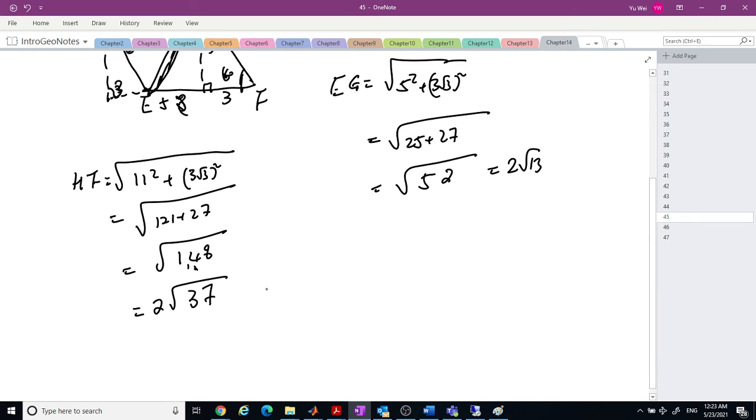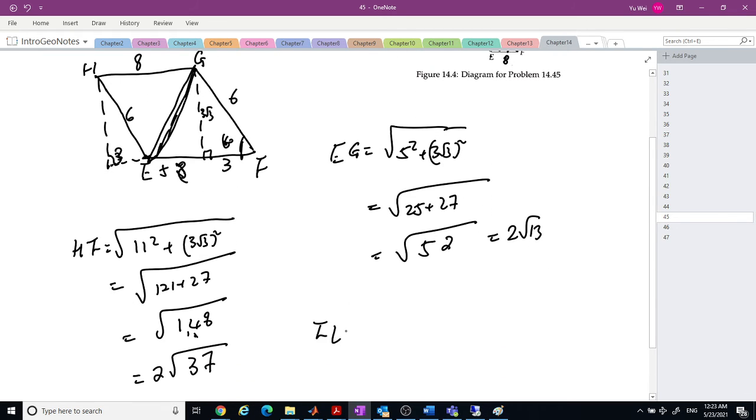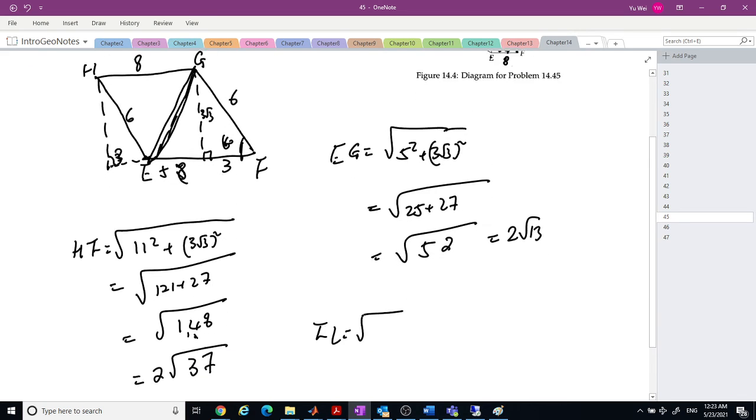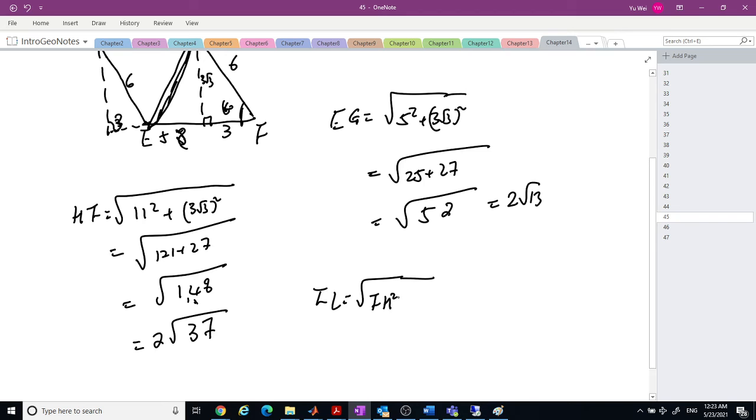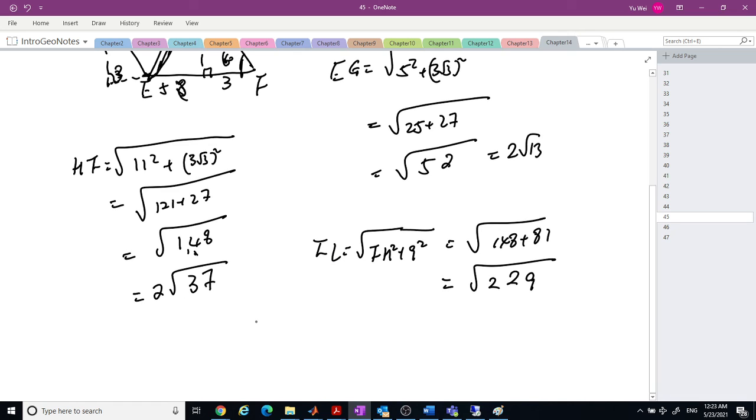Now we can try to solve the FL and the EK. So the FL is equal to the square root of FH squared, which is 148, plus 81. The EK is EG squared plus 81.